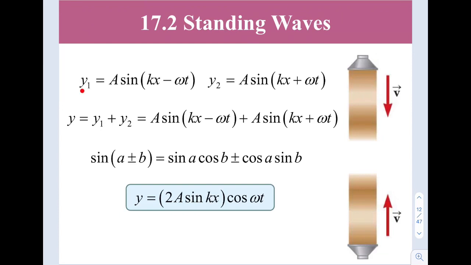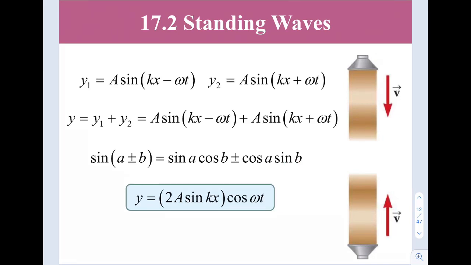So you have here y1 and here is y2. Because they are moving in opposite directions, that is why for y2 it has positive omega t, and for y1 it's negative omega t, right? So if you want to figure out the resultant, it must be y1 plus y2. Here again, you are going to use the trigonometric identity, which is sine (A plus minus B) is equivalent to sine A cos B plus or minus cos A sin B.